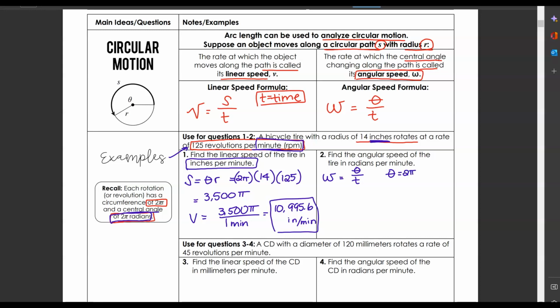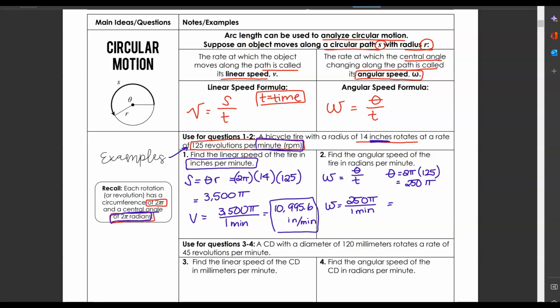So we're going to have 2 pi radians. However, we have been doing this rotation 125 times, so we're going to multiply that by 125. This gives us a total of 250 pi. All right, now that we know what our theta is, our angular speed will be 250 pi over 1 minute.